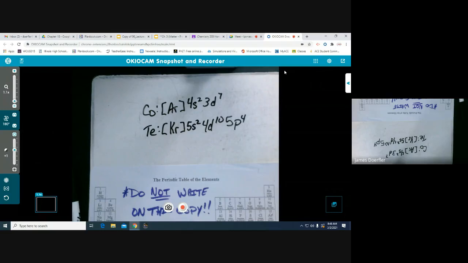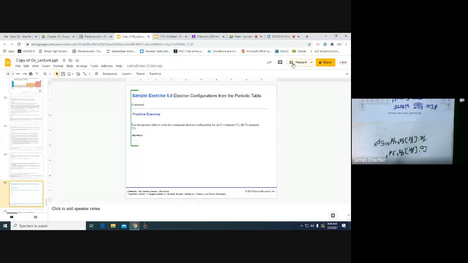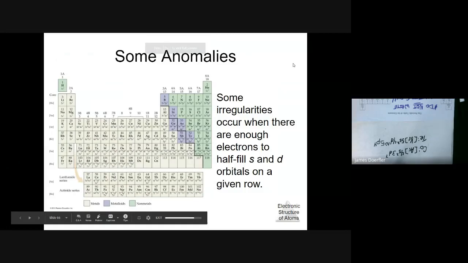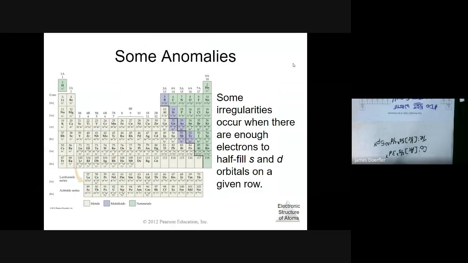So far, we've done orbital diagrams, a longhand version of electron configuration, and a shorthand version of electron configuration. Now, just a few more notes that I want to talk you through before we wrap it up. And that is the fact that there are some irregularities that occur when there are enough electrons to half fill s and d orbitals in a given row.